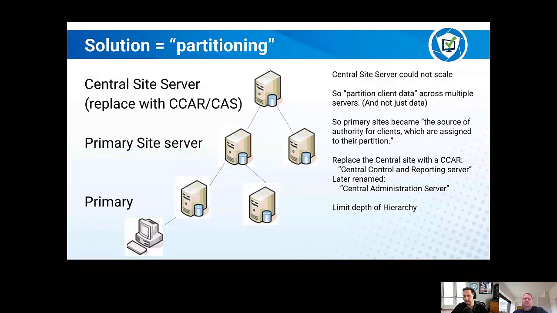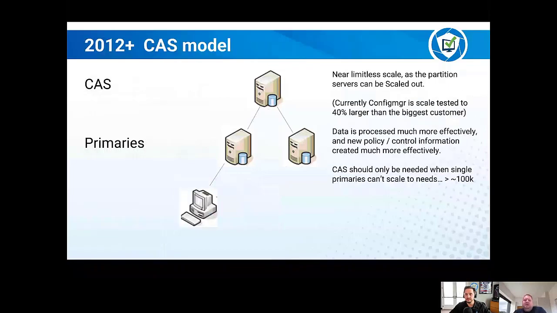And this actually had a lot of benefit. So one was we got rid of the scale limit of the old central site, and now it's almost limitless scale. In fact, I know the biggest ConfigMan customer in the world, Microsoft, tests the hierarchy performance about 40% above that customer, right? Because with partitioning, you just get a lot more performance and data is processed much more effectively. It's only processed once. Data is very local to where it's needed and can be aggregated or used in views across the partitions very efficiently.